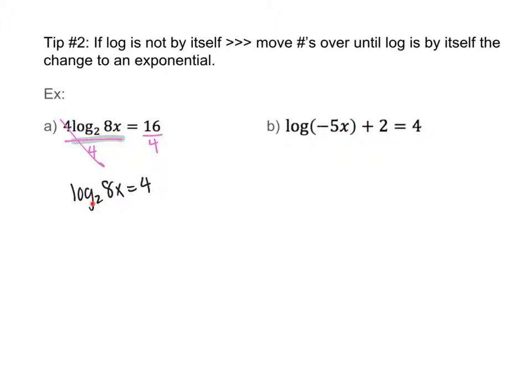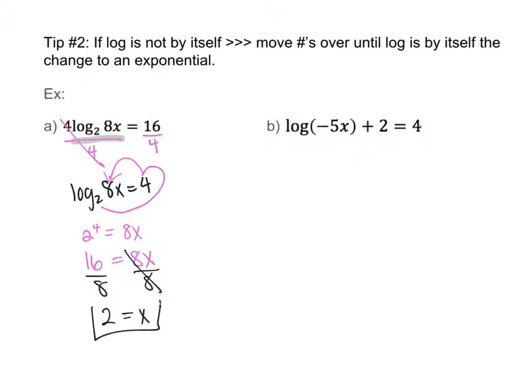So now I can change it to an exponential. So I'm going to do the heart method. So this is 2 to the 4 equals 8x. And so 2 to the 4th power is 2 times 2 times 2 times 2, which is equal to 16. 8x is still left on this side. Then I have to divide by 8. That cancels, and x is now by itself. 16 divided by 8, 2. And there we have it.